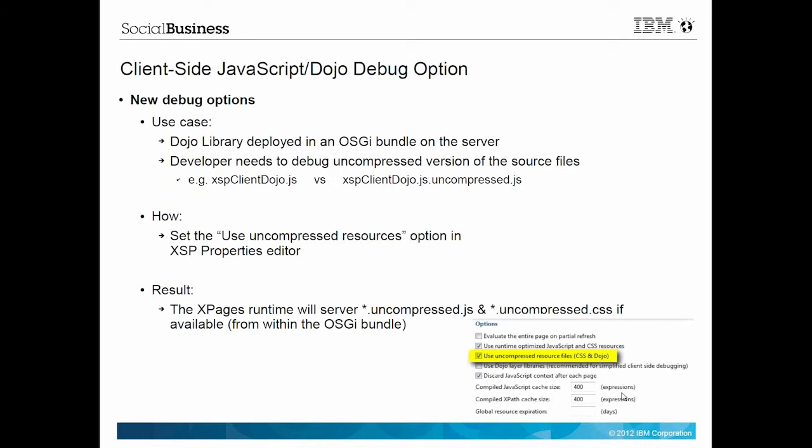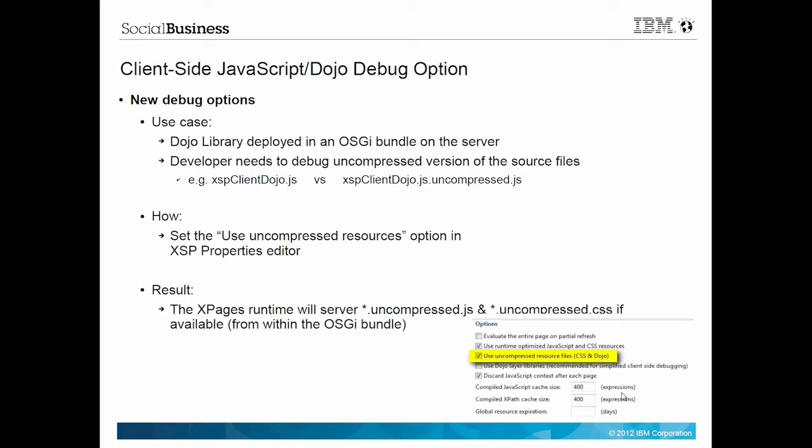Keeping on the debug theme, the XPages runtime, they've added options to allow us to more easily debug Dojo. So as you probably know, when you add Dojo to your XPage, all of the resources are downloaded in a compressed format, and this makes it very difficult for debugging because all of your client-side JavaScript is highly compressed. So there's a new option, and it's been exposed through our XSP.properties editor.